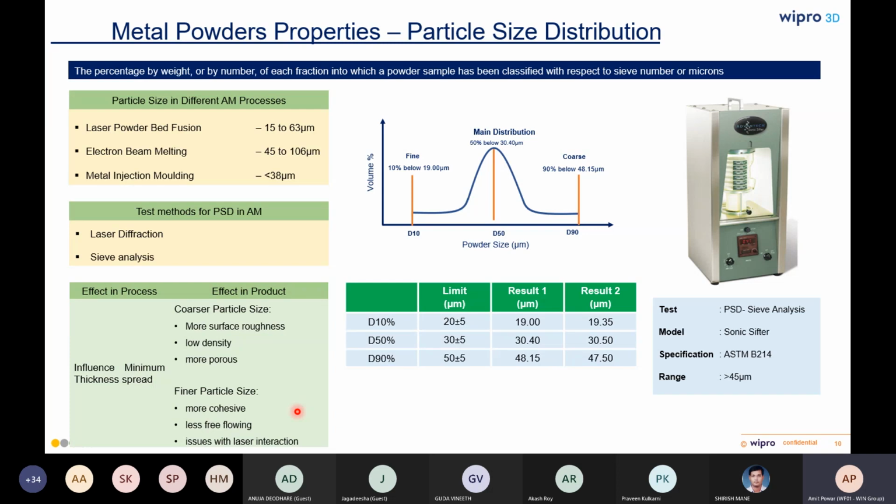Basically, this particle size distribution will have a bell shaped curve when you test through laser diffraction. And the D10, D50, and D90 values are very important to specify to your powder manufacturer when you are putting in a request for the powder purchase.